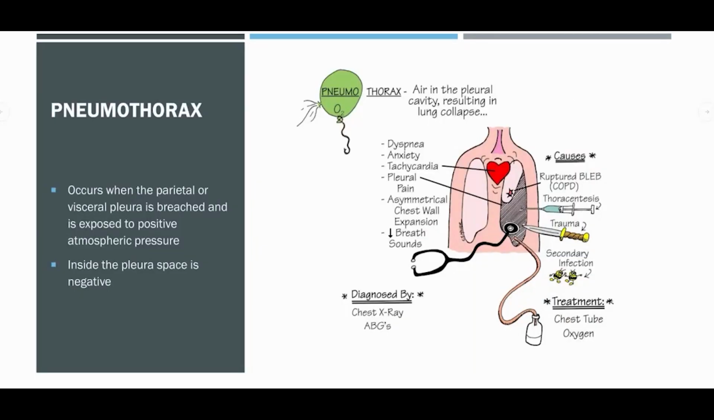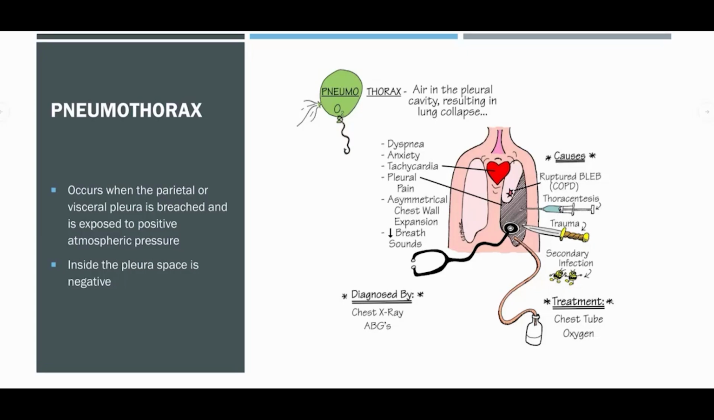Okay, so pneumothorax. I kind of already mentioned this, but pneumothorax is basically a word defining lung collapse. It basically means there's air or fluid in the pleural cavity that's making the lung collapse. That's all pneumothorax means. I just always associate the word pneumothorax with lung collapse.